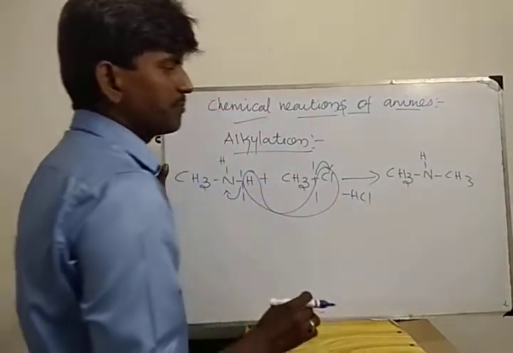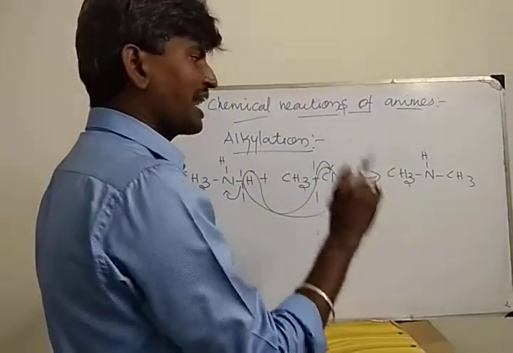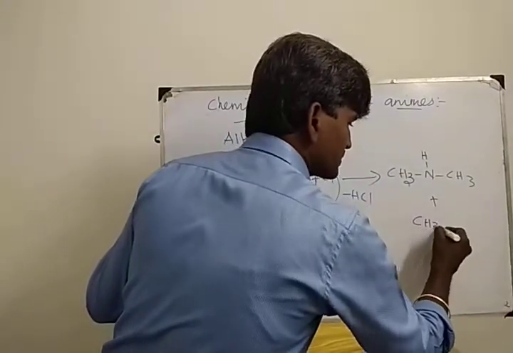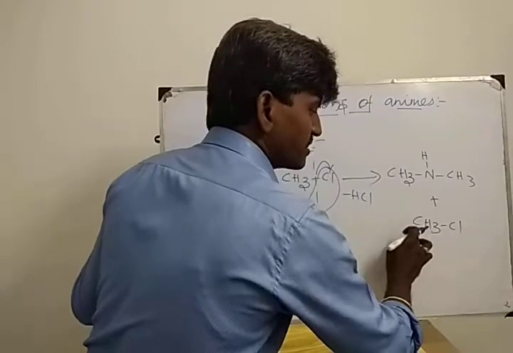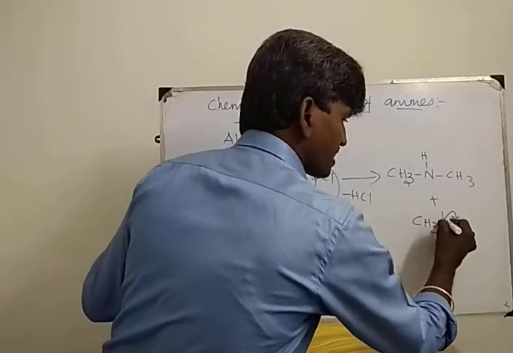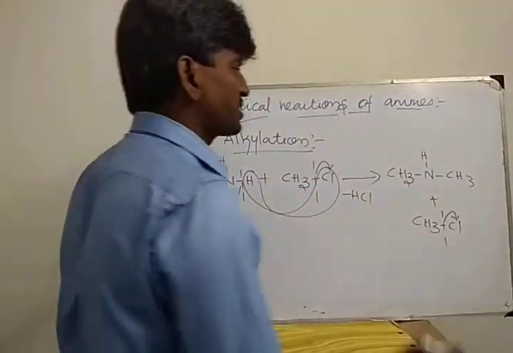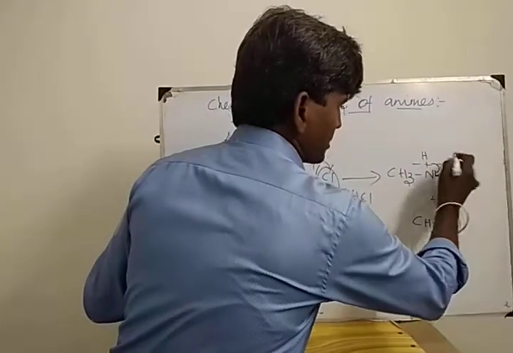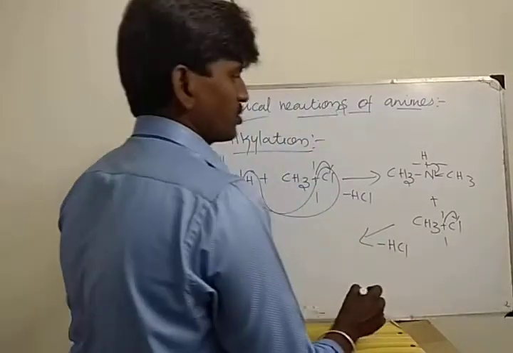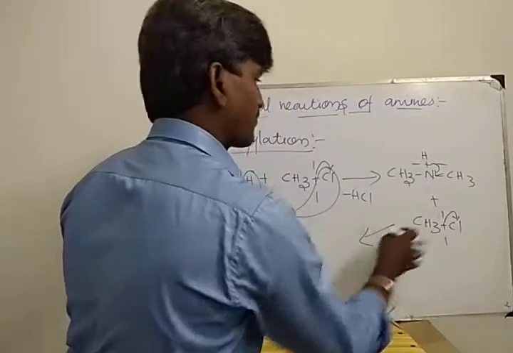Its name is N-methyl methanamine. What's the name of this compound? N-methyl methanamine. Again, I am going to do the alkylation process, so I am going to add alkyl halide. Here, the bond is present between carbon and chlorine. Which one is more electronegative? Chlorine. So chlorine takes one pair of electrons, bond break. Here, compare nitrogen and hydrogen. Which one is more electronegative? Nitrogen. So nitrogen takes one pair of electrons. H plus, Cl minus. HCl is removed. Here nitrogen charge minus, methyl group plus. So bond formation.